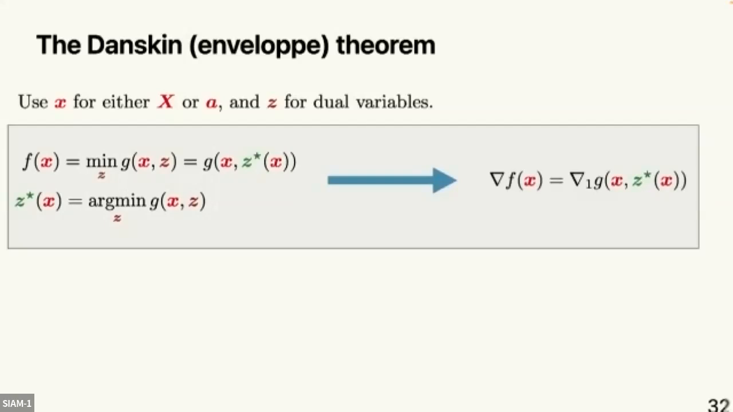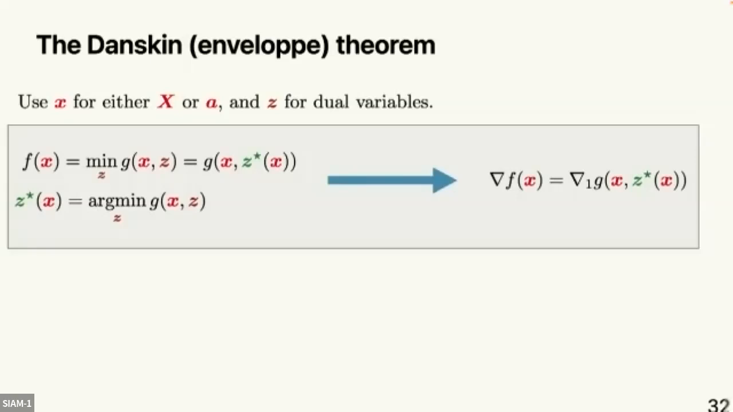So the question is, what are the variations of f with respect to x, given that x is appearing twice in this function g? What the envelope theorem, and Danskin's theorem, tell you is that in that case, the gradient of f here is basically only captured by the gradient with respect to the first variable of g, computed with respect to x, and at z star of x. So in other words, you can almost act as if this was a constant quantity of x.